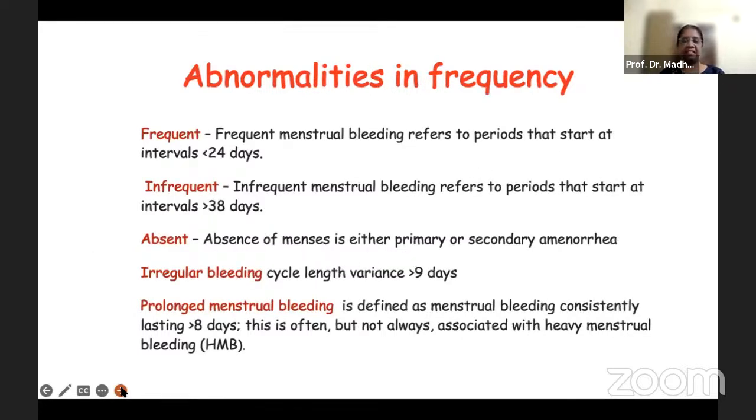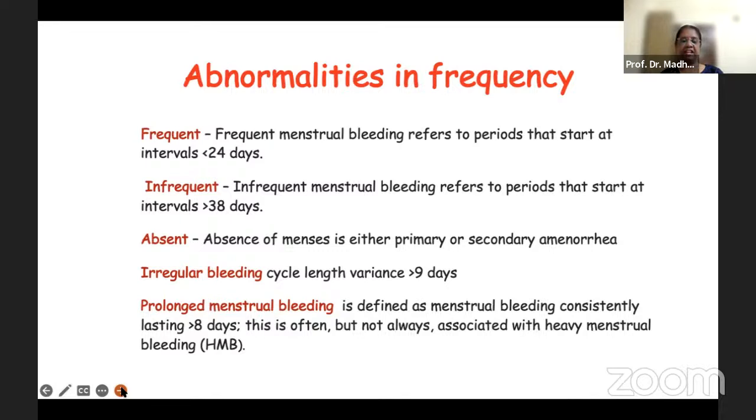What are the various abnormalities in frequency? Frequent, any cycle where bleeding occurs at intervals of less than 24 days. And if it's more than 38 days, it's called infrequent. So anything between 24 to 38 days is so-called normal. Absent periods, that is absence of menses, either primary, where it never occurred at all, or secondary, which is when a patient had regular cycles and then for 6 months she did not have any periods.